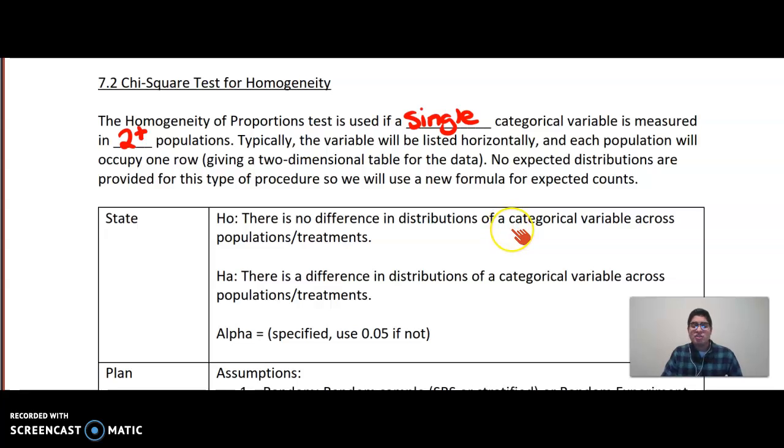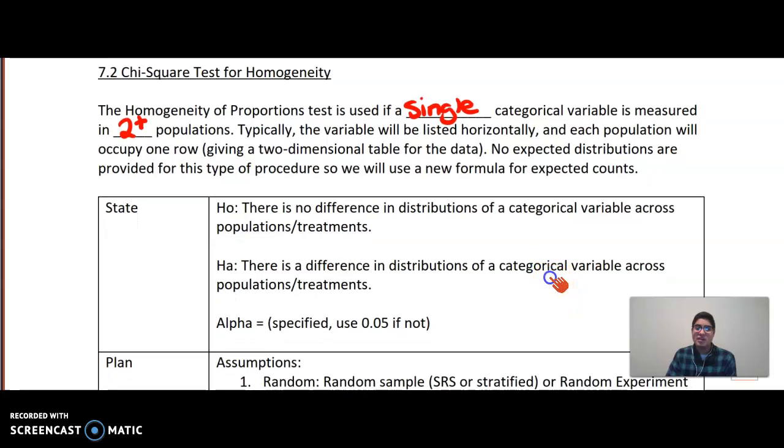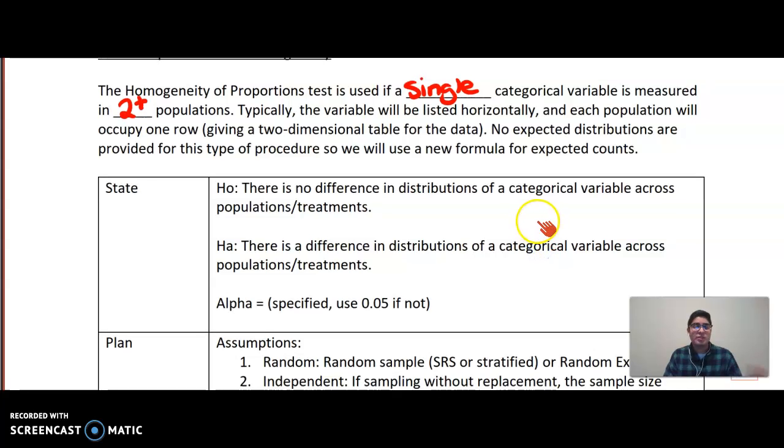Now, the null hypothesis changes from the earlier lesson's goodness of fit. And here, we believe there is no difference in the distributions of a categorical variable across the populations or the treatments. However, we might have evidence that suggests that there is a difference in the distributions of a categorical variable across the populations or treatments. So initially, I assume there's no difference. It doesn't matter what the population is, but I'm trying to prove the alternative here, which would suggest actually there is some type of difference based on which population group they're in.